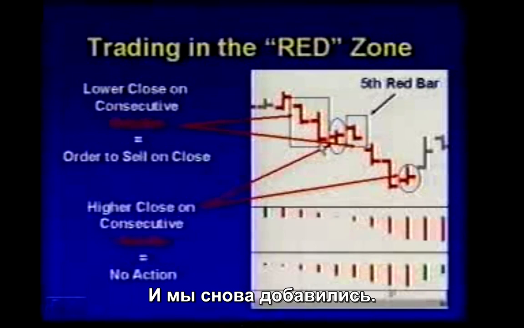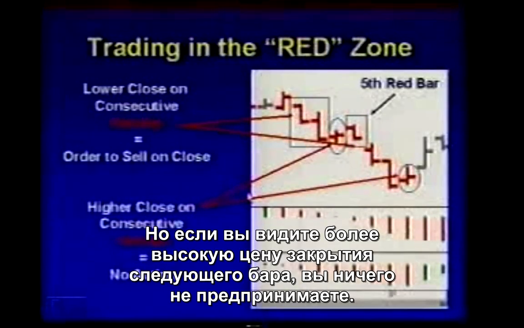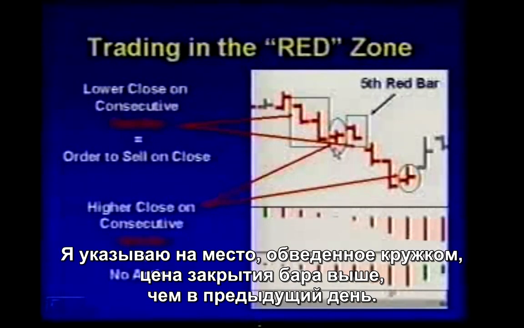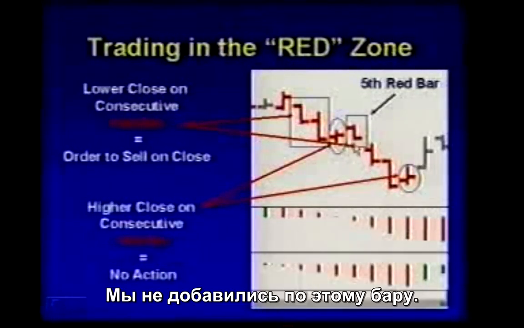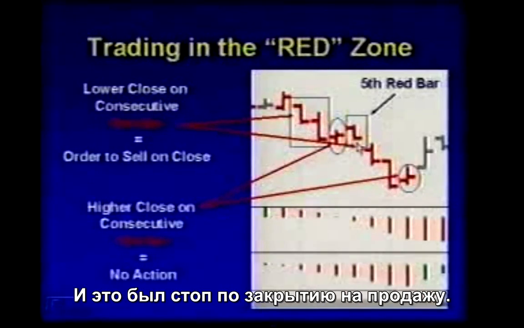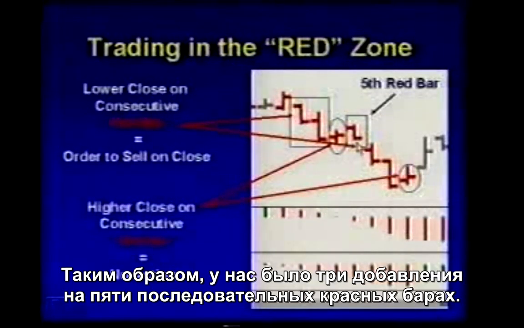We add it on. Now, if you have a higher close on a consecutive red bar, that's no action. No action on that bar, but you do have a sell again for the next day. So here where I'm pointing, the circled area, that closed higher than the previous day, so we did not add on. But we did close lower again here, so we added on that day. It was a stop close only sell. So we actually had 3 add-ons out of the 5 consecutive red bars.